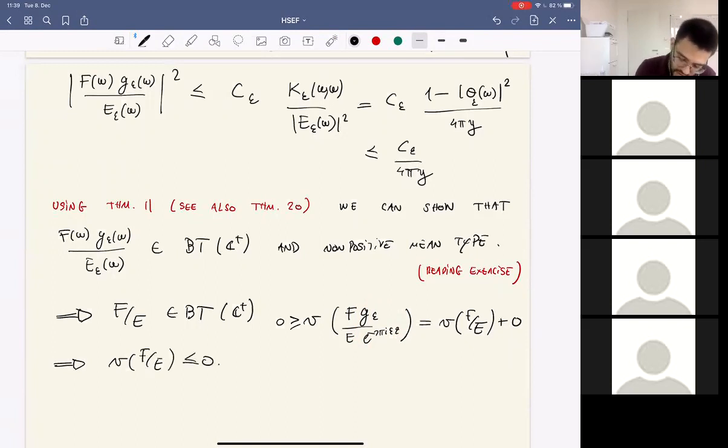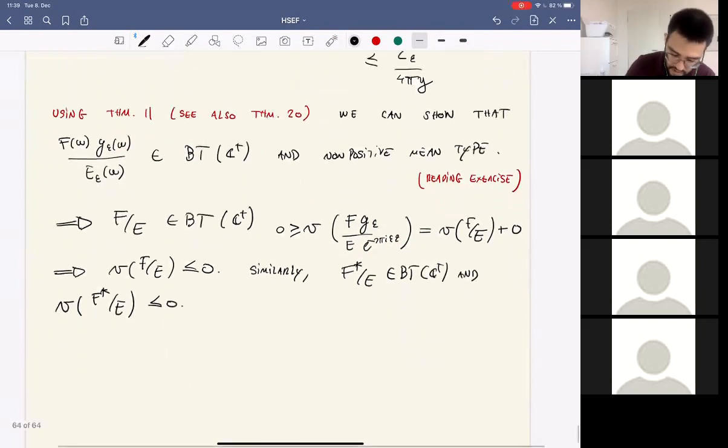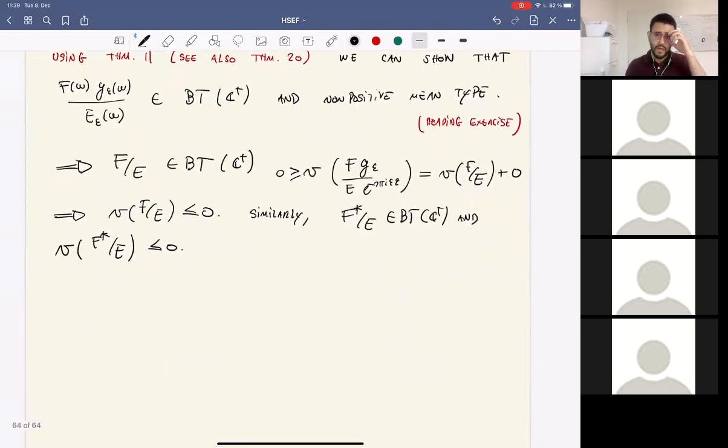And then similarly, f e is a bounded type and its mean type, so let's say equal to zero. Okay, so that would deal with the case p greater or equal than two. Any questions here?